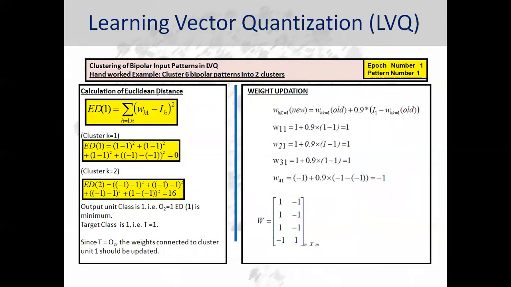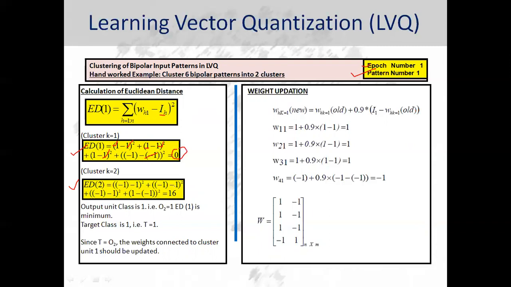The first step is to pick the first pattern from the list of 6 patterns, the first pattern of the first epoch. Find the Euclidean distance for cluster number 1 and for cluster number 2 for pattern number 1. The Euclidean distance is based on the weight minus the input feature. So 1 minus 1, this one for the weight, this one for the first feature value, then again the weight, this one the second feature of the first pattern, the third feature of the first pattern, and the fourth feature of the first pattern. This comes out to be 0.